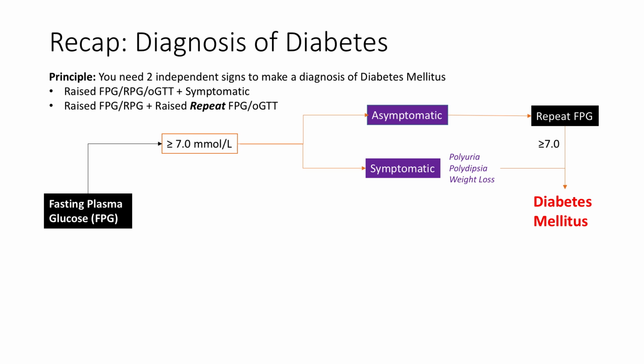Does anyone remember what is the limit for fasting blood glucose? It should be 7, sorry. If it's less than or equal to 6, then the patient is otherwise healthy. So now we have a situation where I have above 7 and below 6. So what happens between 6.1 and 6.9?